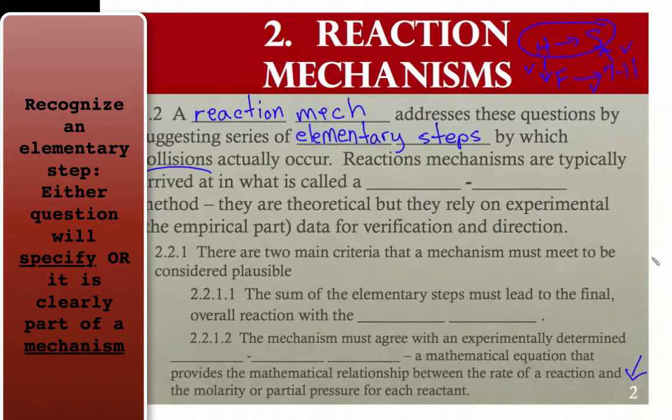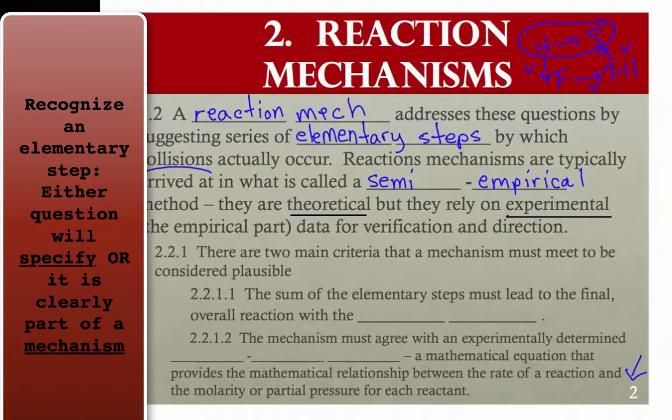Now, when we talk about mechanisms, scientists typically come up with them in what is called a semi-empirical method. Empirical means experimental. So what scientists use is a combination of experimental data. So we are going to rely on experiment. We're actually going to analyze data, which I think is the most powerful part of doing kinetics at this level. And they also bring in their knowledge of the theory and their understanding of how molecules behave.